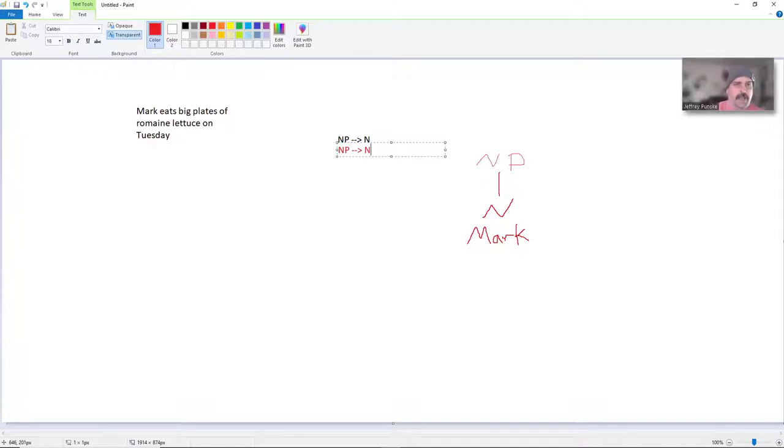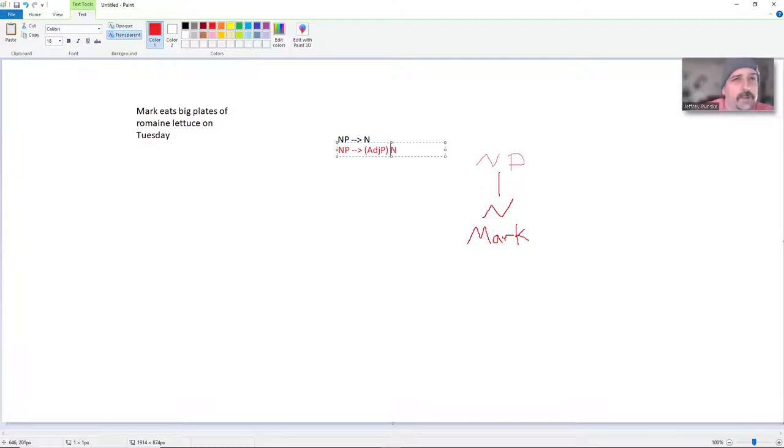Now, we don't want to just put an adjective right in front of this. We don't want to just say, okay, well, it can contain an adjective. We're going to argue generally that the types of elements that combine together are phrases. We'll see a few exceptions to this, and we're going to ultimately be able to correct this. But there's good reason to think that this is an adjective phrase. We can modify big if we wanted to, which again is suggestive that this is a whole phrasal element. So we could say Mark eats very big plates of romaine lettuce.